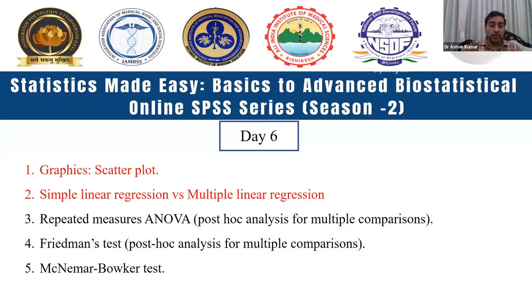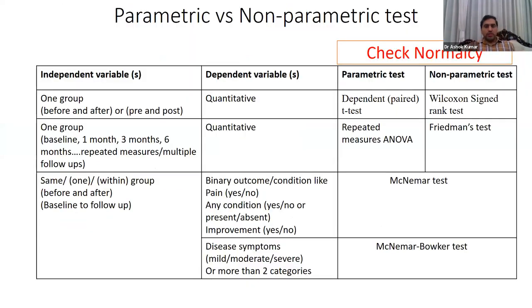But if there are more than 2 categories, for example, pain is mild, moderate, and severe, and after 3 months we assess the pain level of the same patient again as mild, moderate, and severe, then we will use the McNemar-Bowker test. McNemar-Bowker is the extension of the McNemar test. How we will use it, we will discuss. We have already discussed this famous slide on parametric versus non-parametric. Please remember this.